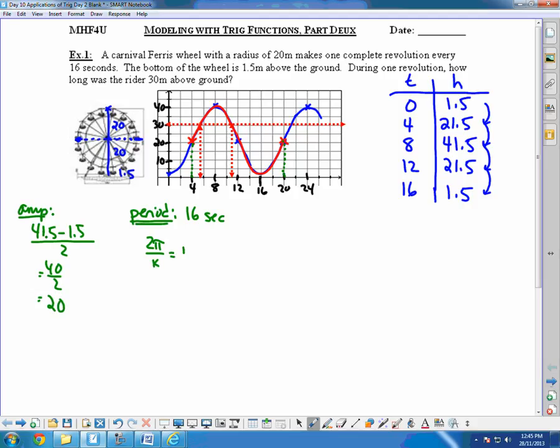So 2 pi over something is 16. Do the same math as yesterday. 2 pi equals 16k, divided by 16. And that's pi over 8, just reducing. So remember, as I said yesterday, the period is a regular number, so now your k value has a pi in it, as opposed to the questions we did last for the test, where all our periods were pi values and our k's were just numbers. Okay, so we've got the amplitude is 20, period is 16, so the k value is pi over 8. I just need a phase shift and a vertical translation now.